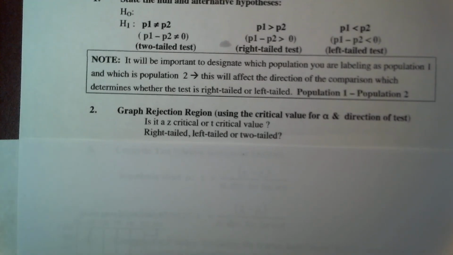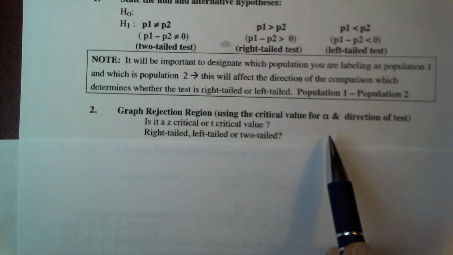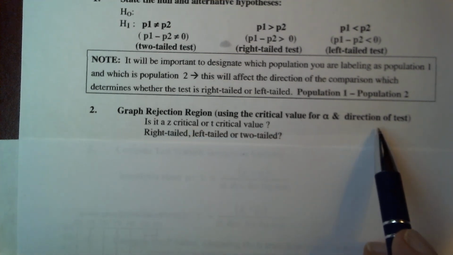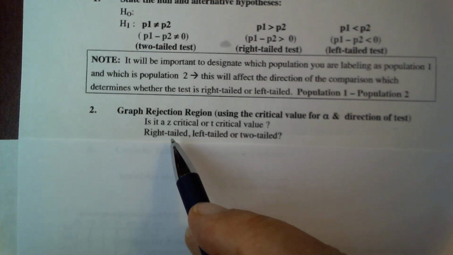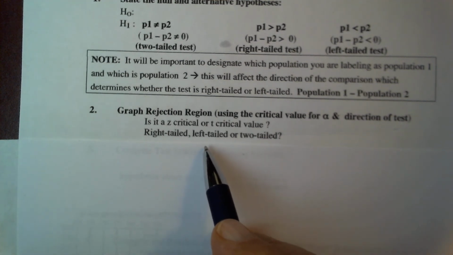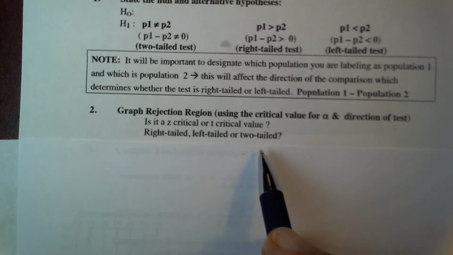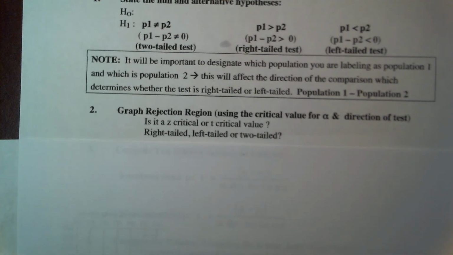And as before, step 3 is we graph the distribution and the rejection region using critical values for alpha in the direction of the test, like left-tailed or right-tailed. And is it a z-critical or a t-critical value? Right-tailed, left-tailed, or two-tailed? So these are the basic questions that will come up as we do the examples.